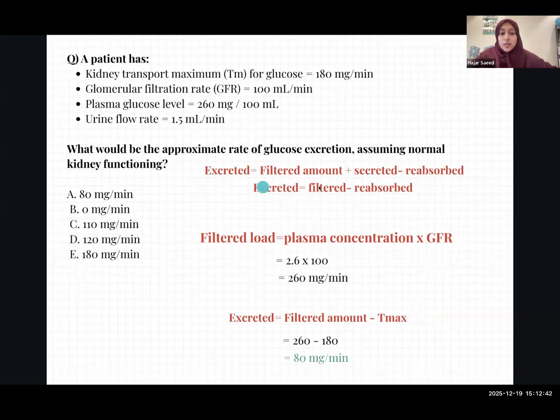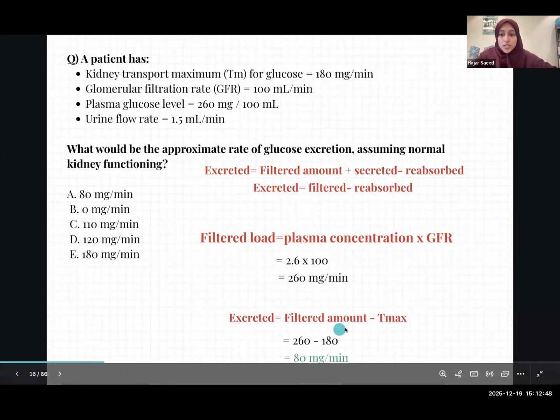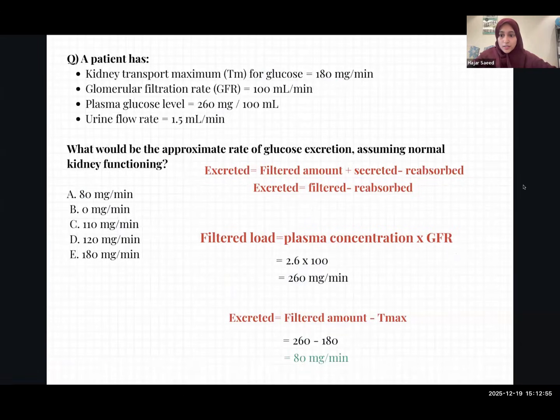Now to calculate the excreted amount, we need to do filtered load minus reabsorbed. And over here, we're given the maximum reabsorption. Maximum reabsorption is 180. So 260 minus 180, the correct answer is 80, A. Do you guys understand? I can go over it again.